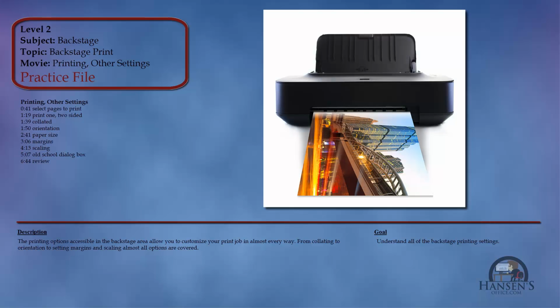So we're going to talk about the rest of the print settings, the other print settings, beginning with a range of pages that we can select that's within the larger range of pages that would otherwise print. We can print one-sided or two-sided. We can print in a collated fashion. We have two choices as far as the orientation of the content on the paper. We can change the paper size, change the margin settings, change the scaling, and we can utilize what I'm calling the old school dialog box to do these setting adjustments.